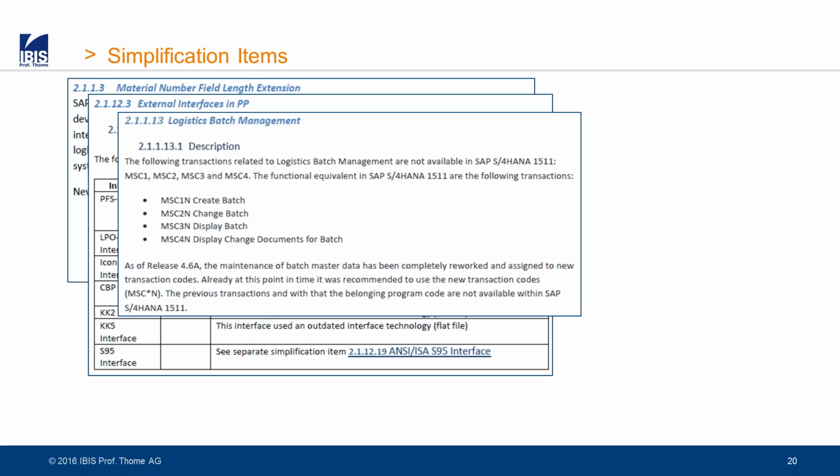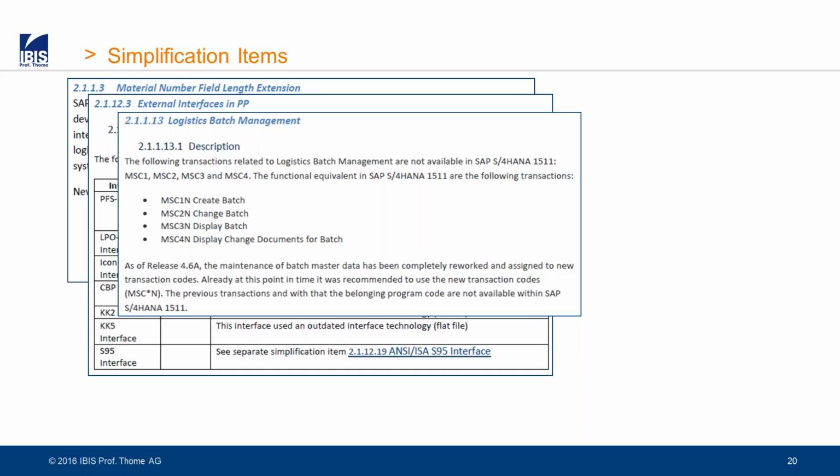And the next category is probably a really easy one: the obsolete transactions. There are a lot of obsolete transactions in S4HANA, which means you can't just execute those transactions anymore because they are gone. In some cases, like in this example, there are already replacement transactions existing, and I think in this case they have been available since release 4.6A, so a pretty long time.